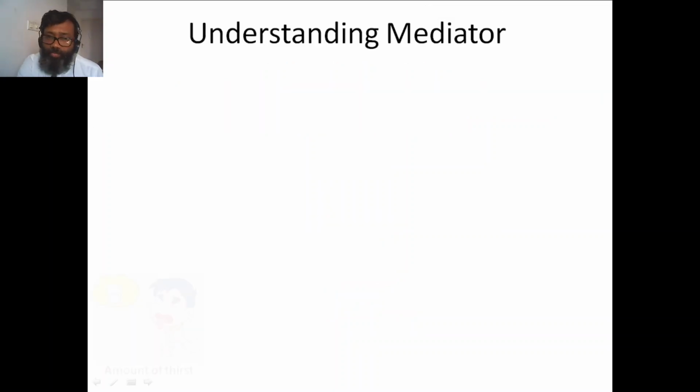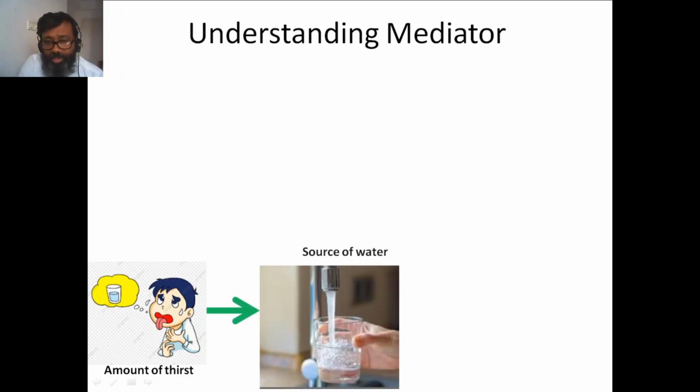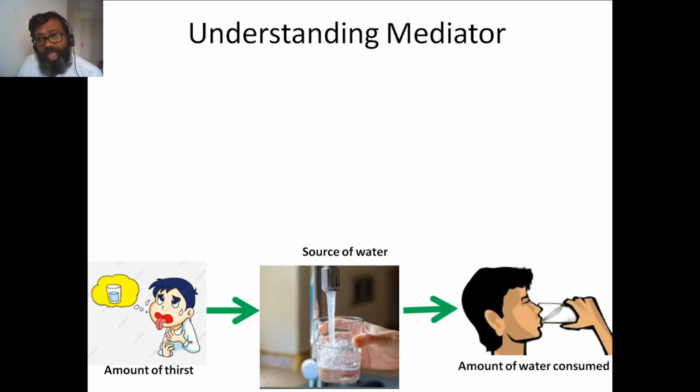So what is a mediator? We go on with the same example. So there is somebody who is thirsty, or I am measuring the amount of thirst. If I am thirsty, what will I do? I will look for a source of water. And then if I get the source of water, I will drink water from it. So there is something which comes in between my independent and dependent variable, right?